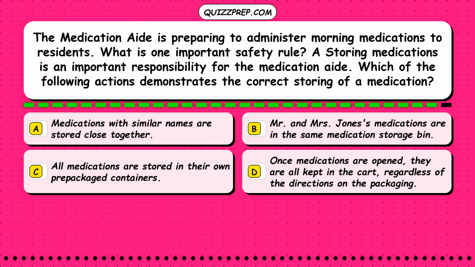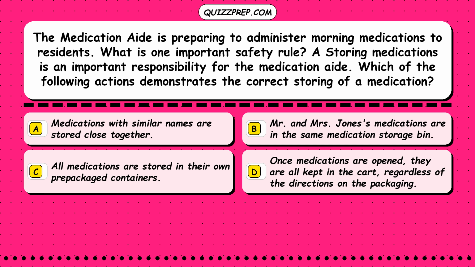Question 14. The medication aide is preparing to administer morning medications to residents. What is one important safety rule? Storing medications is an important responsibility for the medication aide. Which of the following actions demonstrates the correct storing of a medication? Option A, medications with similar names are stored close together. Option B, Mr. and Mrs. Jones's medications are in the same medication storage bin. Option C, all medications are stored in their own prepackaged containers. Option D, once medications are opened, they are all kept in the cart, regardless of the directions on the packaging.